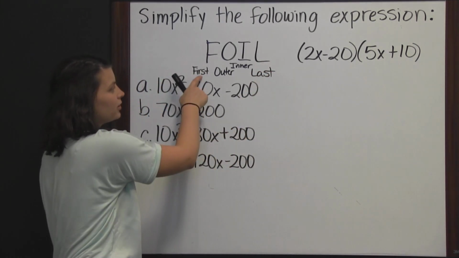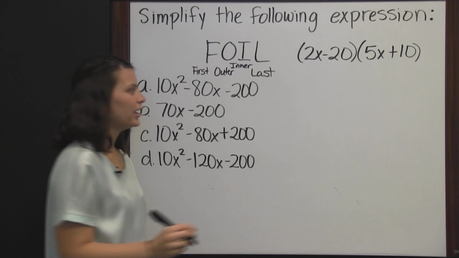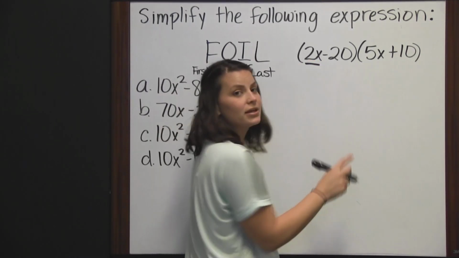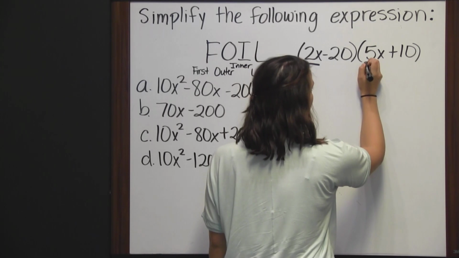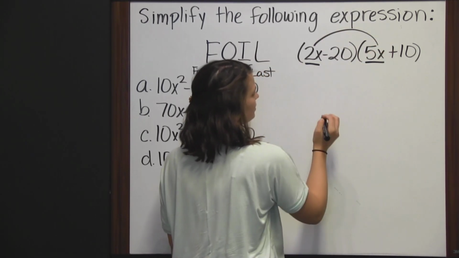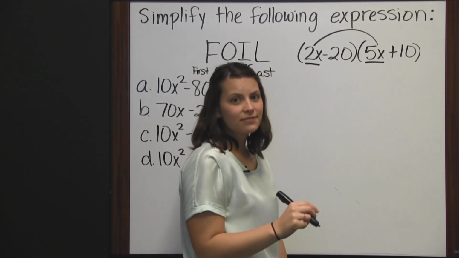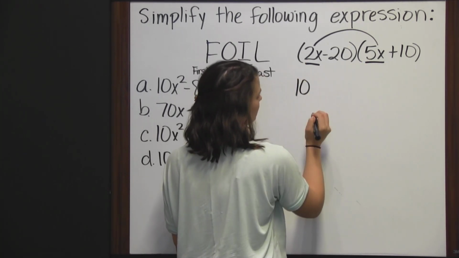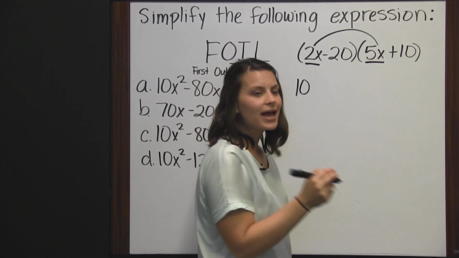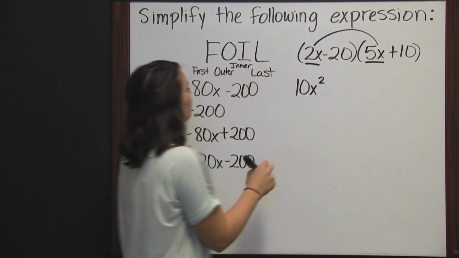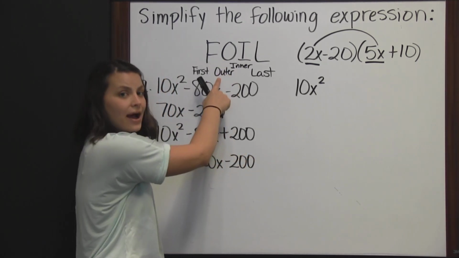So the F first means to multiply the first term in the first binomial times the first term in the second binomial. First times first. 2x times 5x. 2 times 5 is 10. And x times x is x squared. So it's 10x squared.